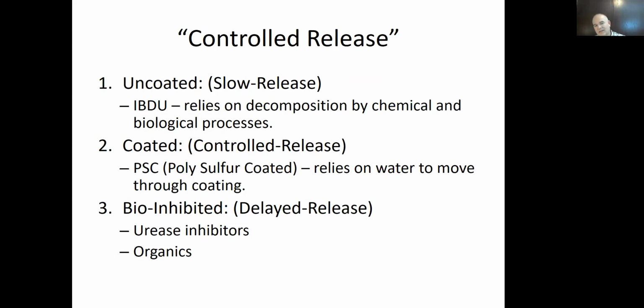We get some things like IBDU, which relies on decomposition by chemical and biological processes. So the nitrogen that's in IBDU releases slowly over the course of the season as it breaks down. This big, long molecule containing nitrogen breaks down slowly. We get coated products such as polymer sulfur coated urea.